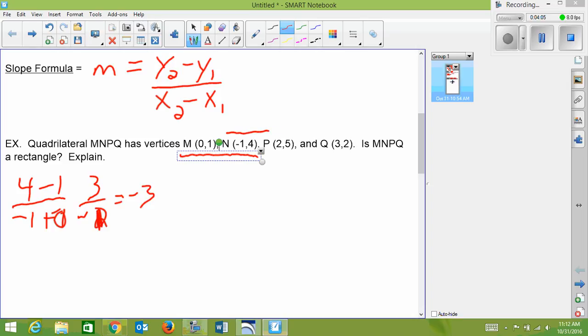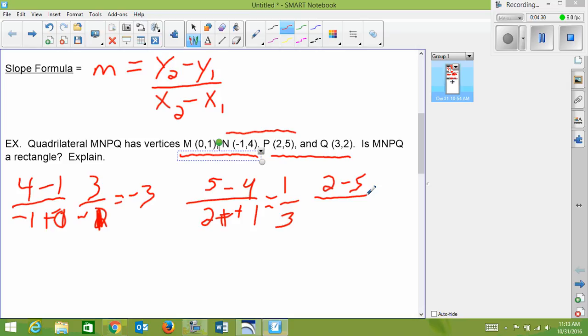Then I'm going to do N and P. So 5 minus 4 over 2 minus negative 1, so 2 plus 1. 5 minus 4 is 1 and 2 plus 1 is 3. So 1/3 is that one. Then I'm going to do P and Q. So 2 minus 5 and 3 minus 2. 2 minus 5 is negative 3. 3 minus 2 is 1. So that slope is negative 3. Ooh, I have two sides equal. I wonder if that's good information.